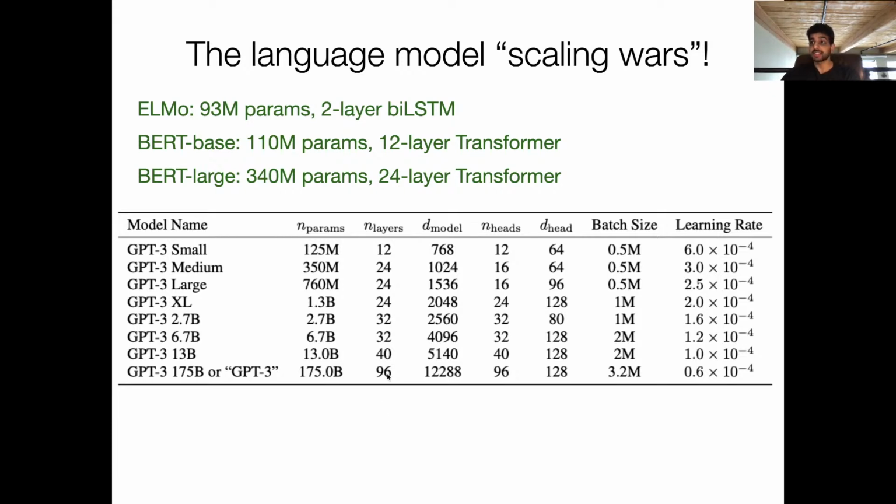This has 96 layers, and the hidden state size is over 12,000. It's got 96 heads per layer in the multi-headed attention. And they're training using a batch size of 3.2 million. So these are numbers that are inconceivable for anyone that just has a single Google Colab GPU, or even the machines we have here at UMass. There's no way we're going to be able to train something like this.